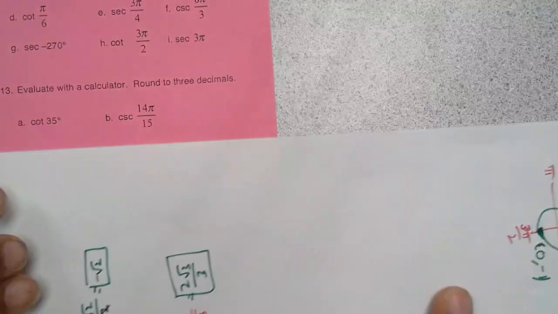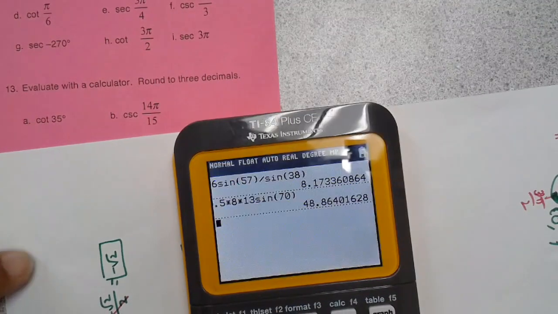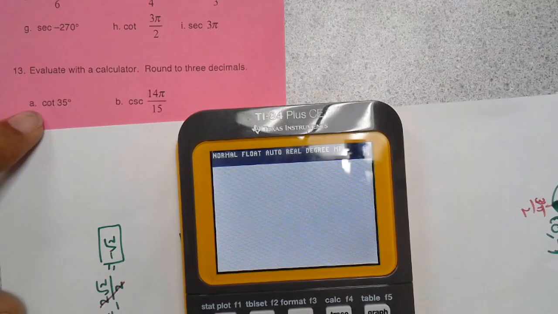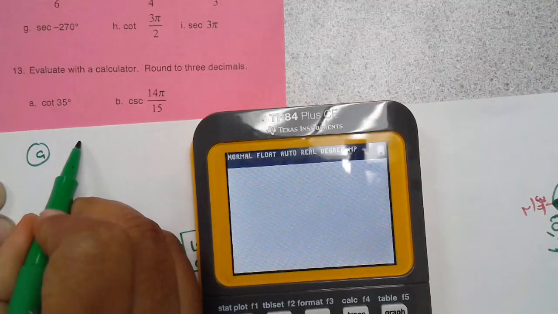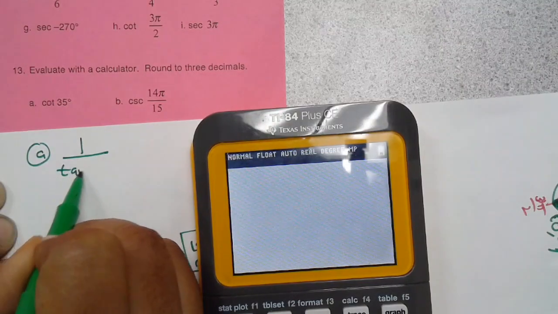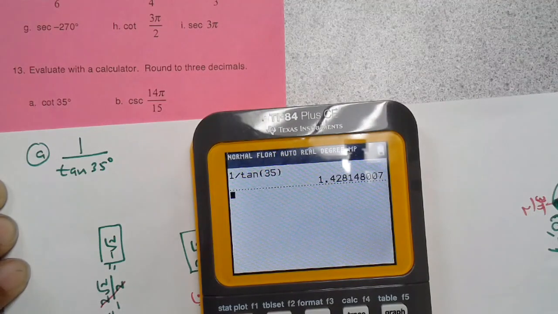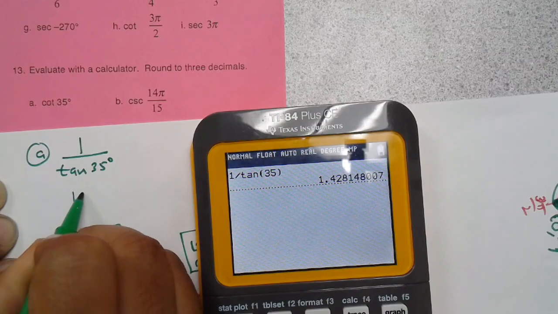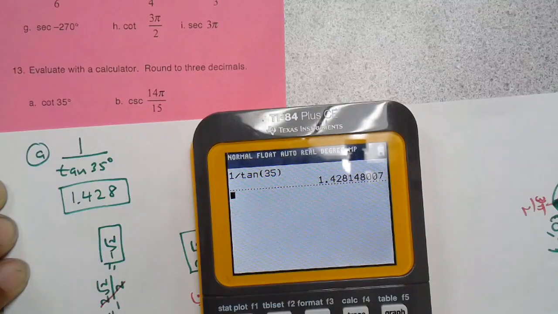All right, and then the last part is evaluating with a calculator. So you're just going to make sure you're in the right mode. This one right here is making sure that you're in degree mode. So you have to put in cotangent as 1 divided by tangent of 35 degrees. So 1 divided by tangent of 35 gets you approximately 1.428. It wants 3 decimal places here.